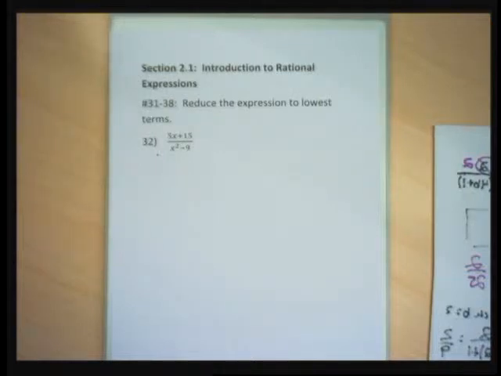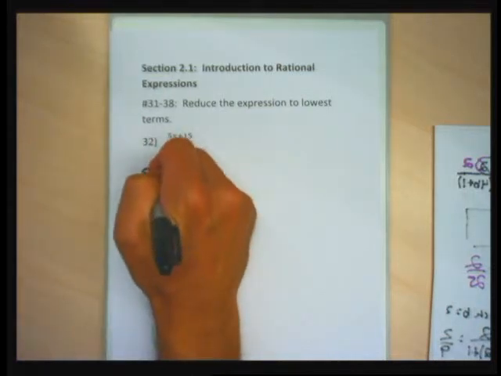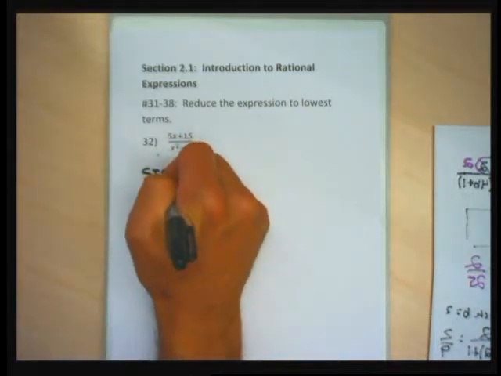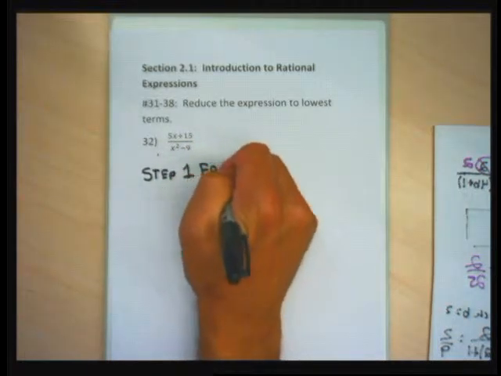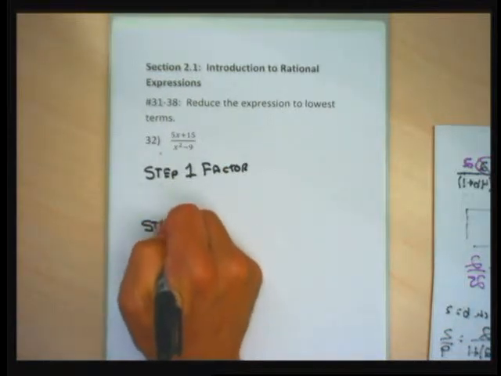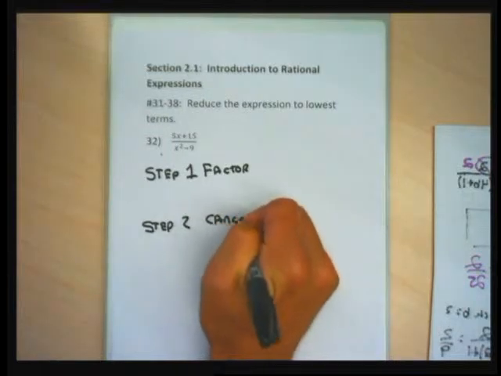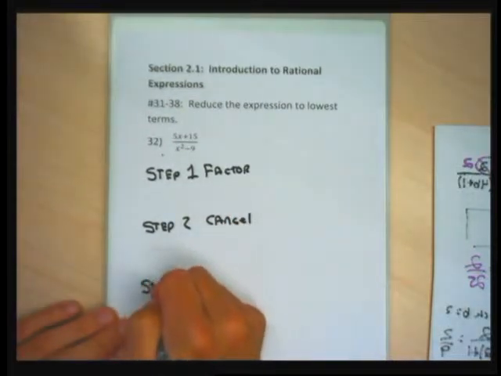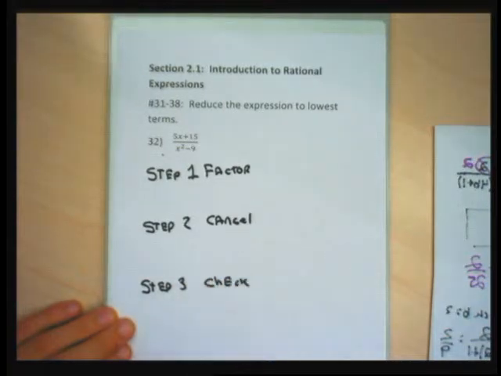The rest of the problems in section 2.1, I'm going to have to factor first and cancel. And most of the factoring here is pretty easy. So for this problem and the rest of the problems between 31 and 38, I'm going to factor. And then after I factor, I'm going to cancel. And then, if I'm not feeling super lazy, I'm going to check.